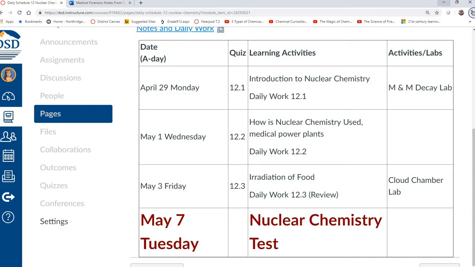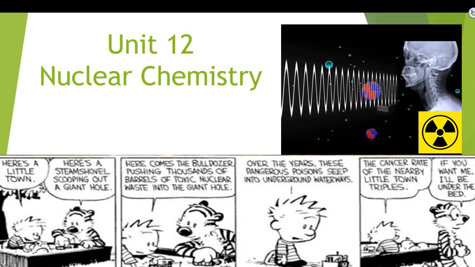Next Tuesday we have the test. So it's really quick and fast, and it's a pretty easy unit. But it's just a taste of what nuclear is. We're not going to go very deep into it. We're just going to touch the surface. So let's go ahead and get started with nuclear chemistry.